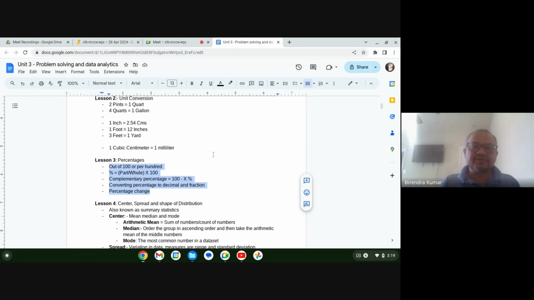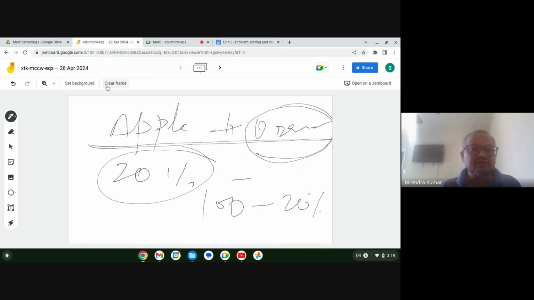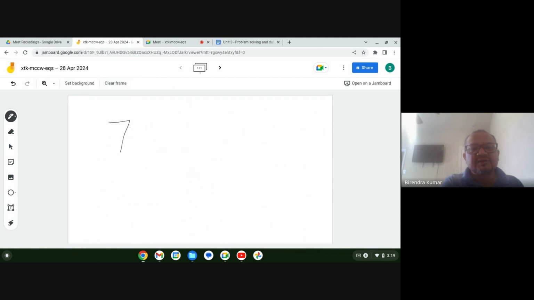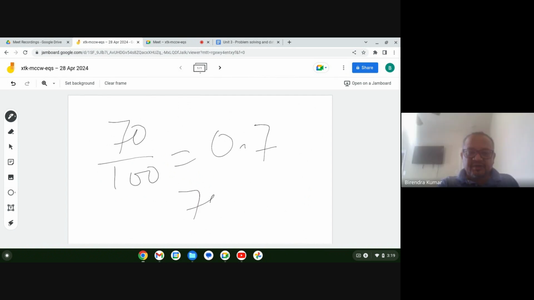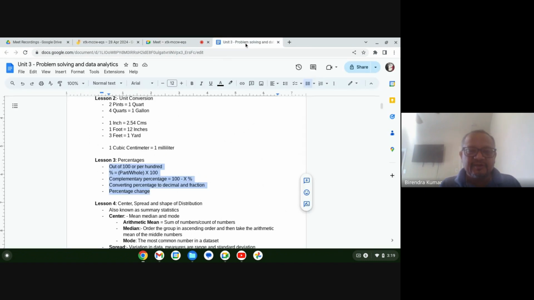Are you with me so far? Yes. Okay. Then converting percentage to decimal and fraction. This part we know, right? Any percentage, how do you convert into a fraction or decimal? 70% is 70 by 100, or this becomes 0.7. So 70% into a fraction is like this, into decimal is like this. Nothing new, nothing interesting, but we're just covering it.